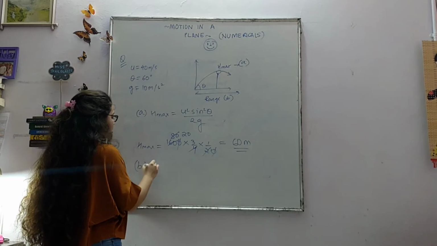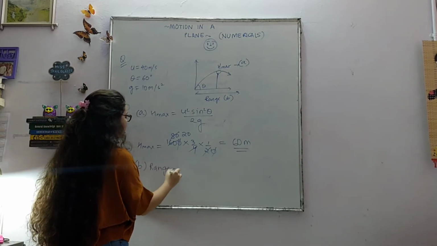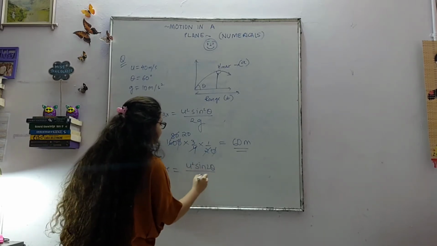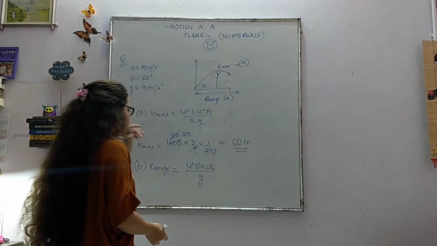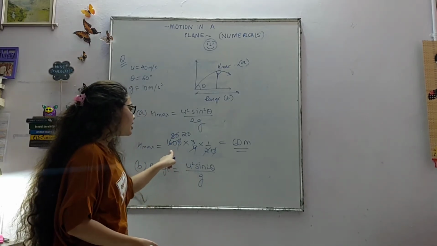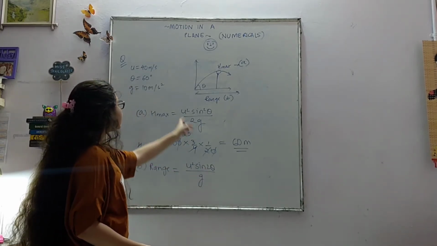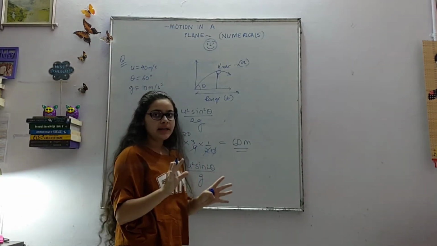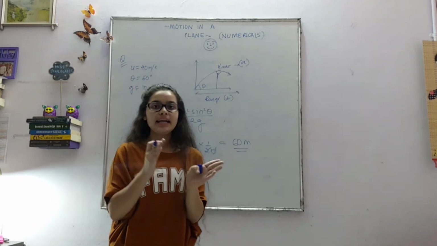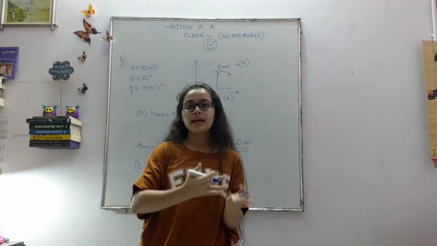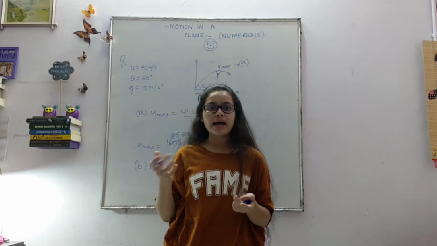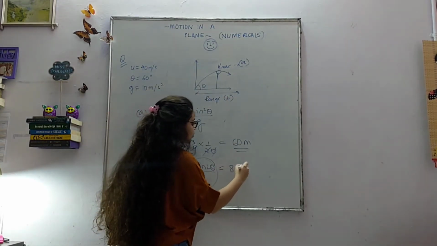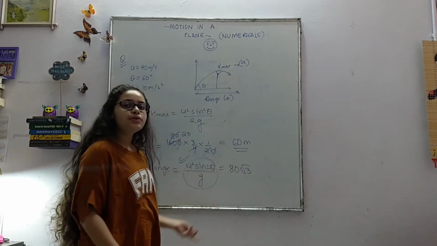And the second concept asks us to find the range. The range formula is u square sine 2 theta by g. Again, substitute the values. u square will come out to be 1600, g is 10, and sine 2 theta will be sine 2 times 60, so sine 120. That will be covered in your maths. So the final answer after substituting all these values you will get is 80 root 3. Right? Just substitution, basic calculation.